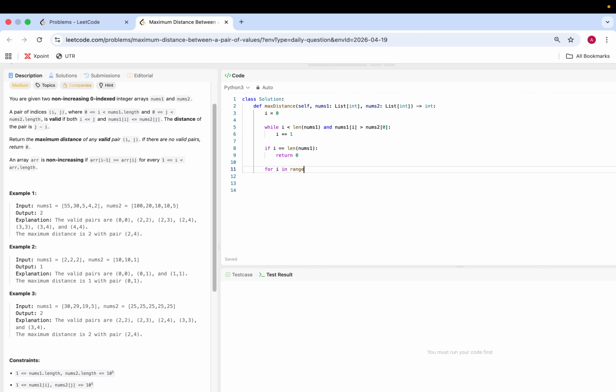For i in range, okay. Maybe I shouldn't call it i initially. Oh, that's annoying. It's fine. While i is less than the length of nums1. So while it's a valid index, I guess I can make j equal to i initially, right?